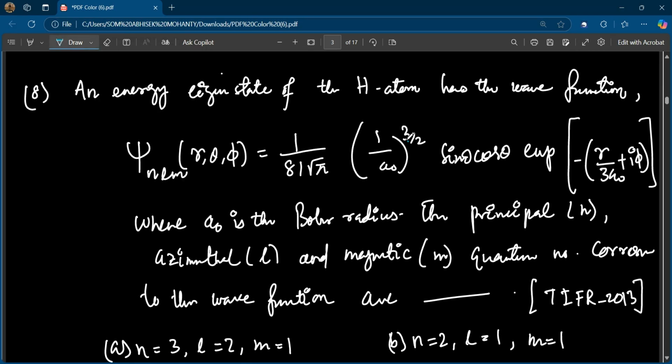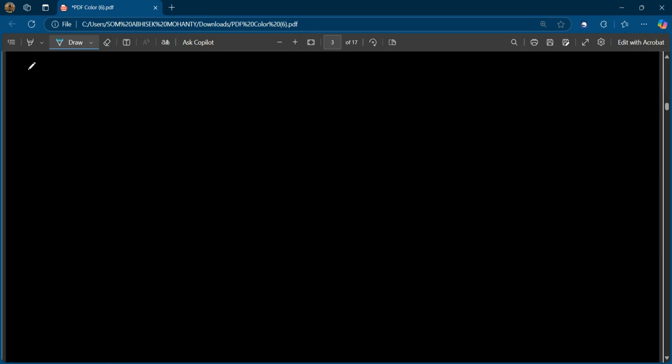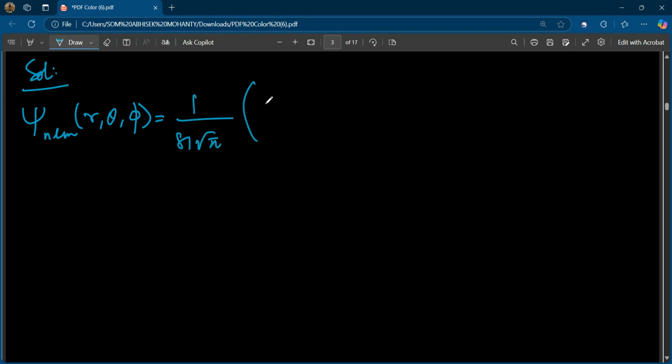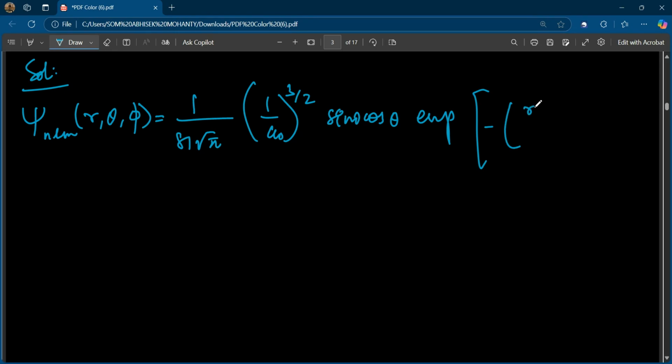Okay, so let's write the wave function first again. Psi nlm (r, theta, phi) is equal to 1 by 81 root pi, (1 by a naught) to the power 3 by 2, sin theta cos theta, exponential of minus r by 3 a naught plus i phi. So this type of question needs to be very easy, not hard.